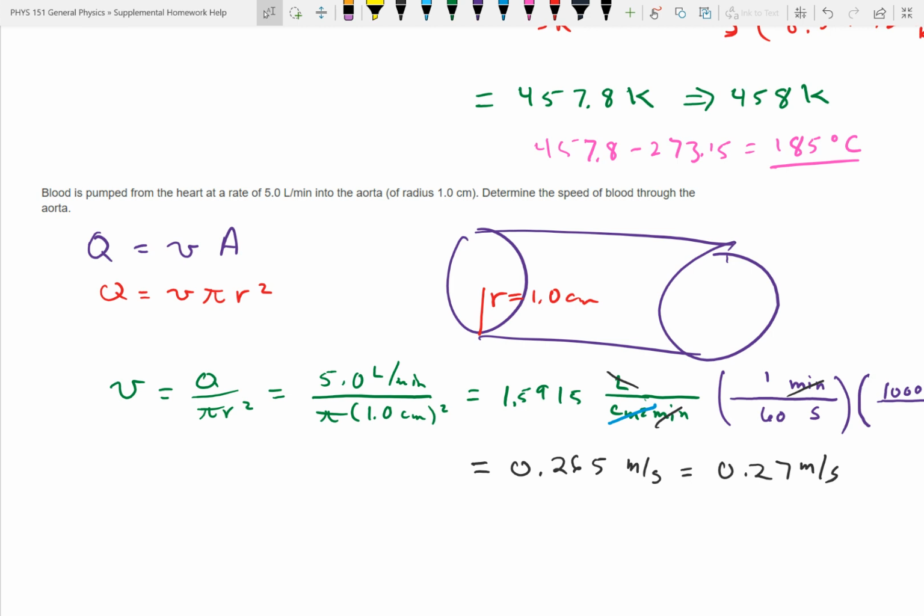This one is flow rate and relation to velocity. Okay.